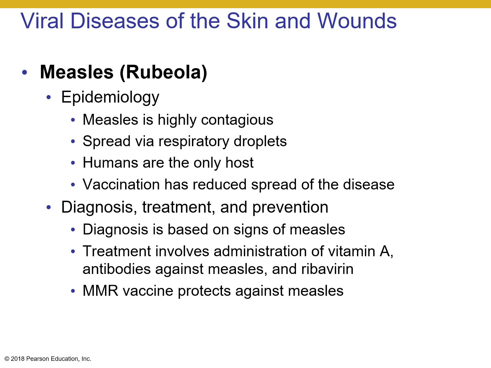So rubeola is highly contagious, spread by respiratory droplets: cough, cough, sneeze, sneeze. Again, humans are the only host, and we have a vaccine. Yay! The MMR vaccine is going to protect against measles, mumps, and rubella.